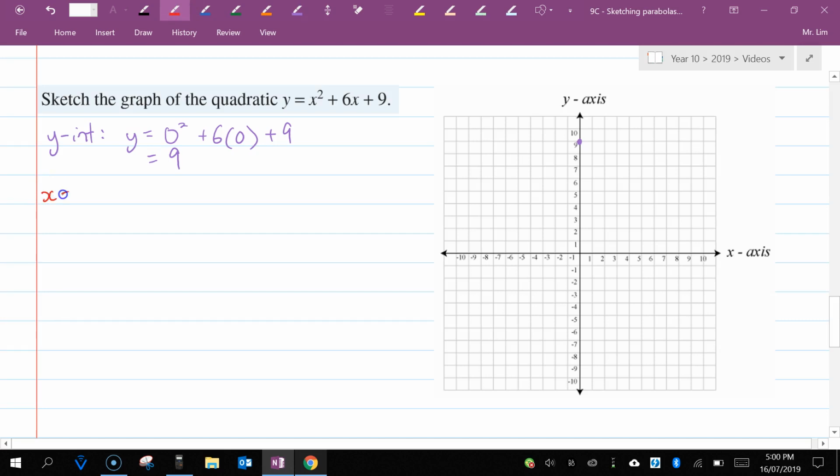Next step is to work out the x-intercepts. Remember, we need to factorize that. That's a monic, x squared. Two numbers that multiply to positive 9 and add to positive 6 are 3 and 3. So technically we have y is equal to x plus 3 times x plus 3. To find the x-intercepts, we let y equal to 0. And now we can solve the x-intercepts, or one x-intercept. In this case, it's just minus 3. Right there.